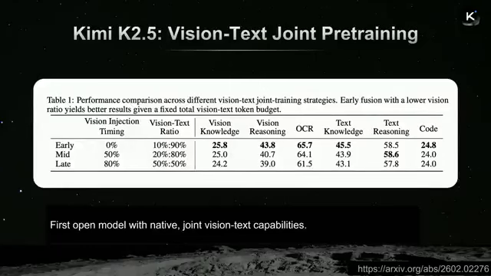Another key innovation of Kimi K2.5 is that it is the first open model with native joint vision-text capabilities. If you look at previous open models, usually their visual capabilities are added on top of a text base. For example, you train the text model for 20 trillion tokens, and then on top of it you do another 2 trillion tokens of post-training to add visual capabilities. But K2.5 is different in the sense that we fuse the training of vision and text from day one. It's called early fusion.